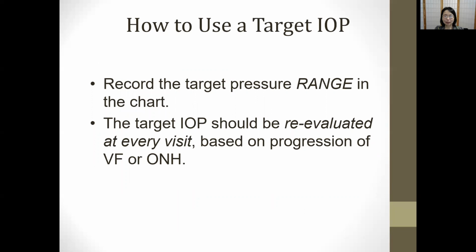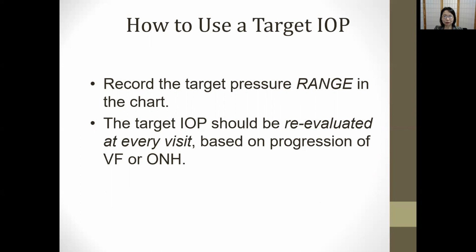So again, just to remind you, the way we use target IOP is to record it as a range rather than just a number. If you say target pressure is 15 and the patient comes in with a pressure of 16, that could be tricky. Like, do you adjust medications? Do you watch the patient? So usually I would say, is it high teens, mid teens, low teens, or under 10?